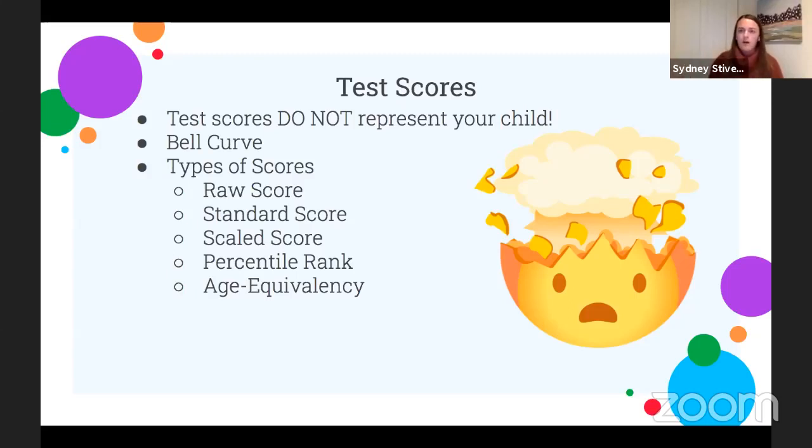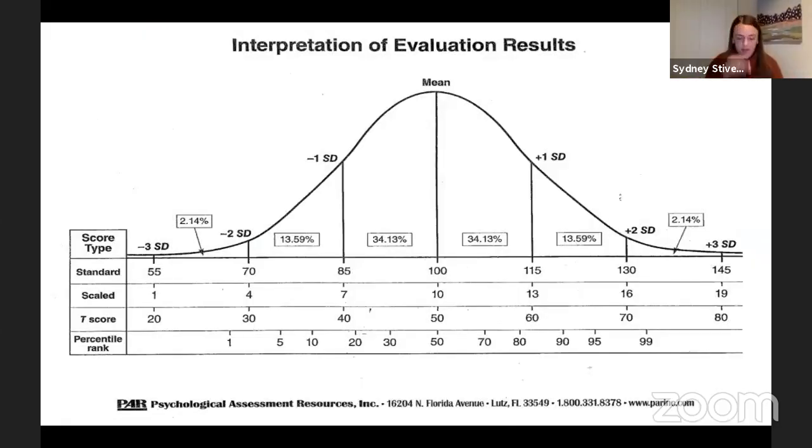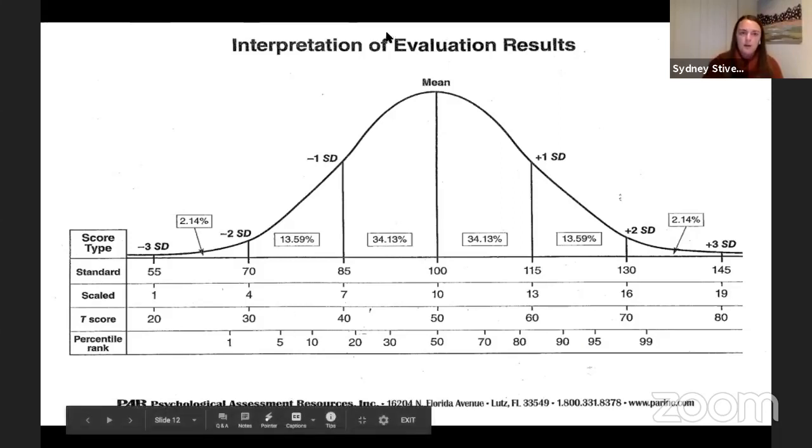So I have an example down here that we're going to use as we go through test scores. So we have Sam, who's 5 years old. He received a raw score of 15 on a language assessment. And Bob, who is 5 years old, he received a raw score of 50 on the same language assessment. So we'll keep going back to those two.